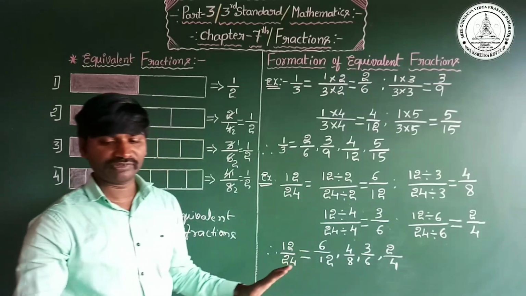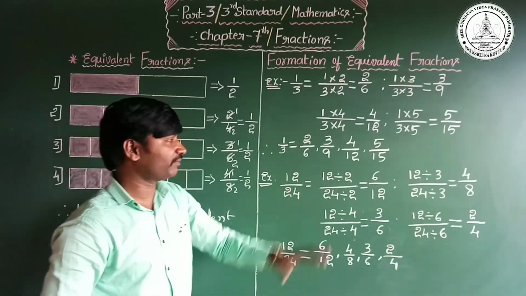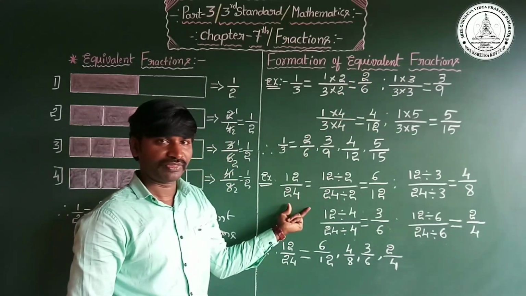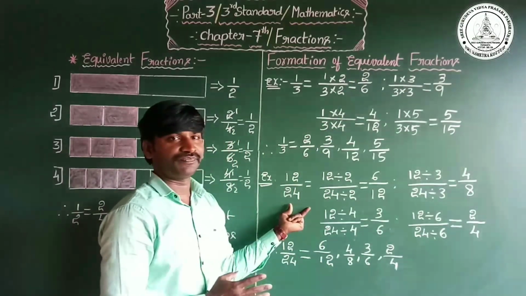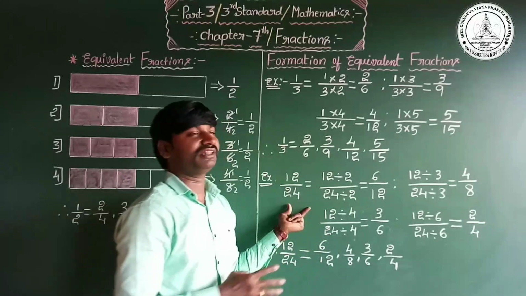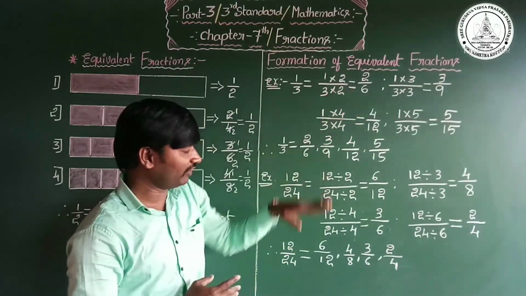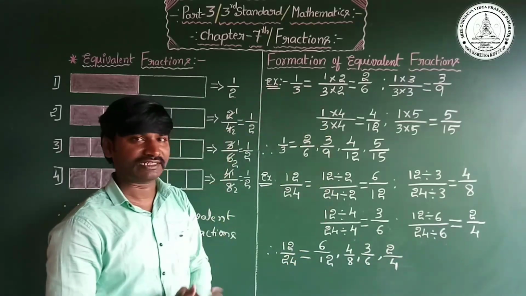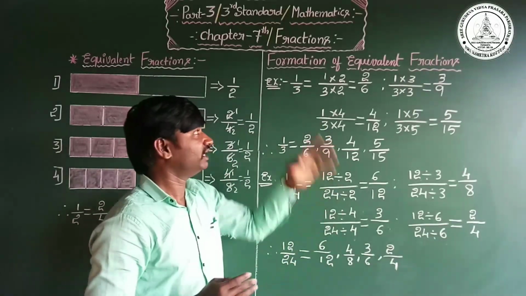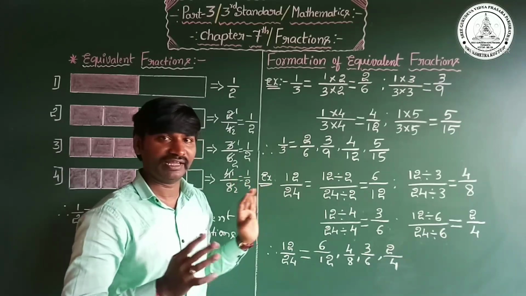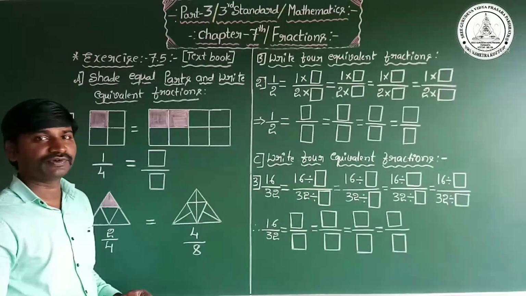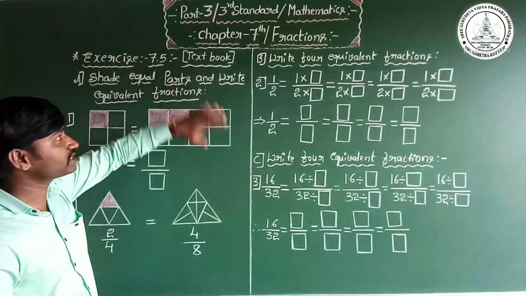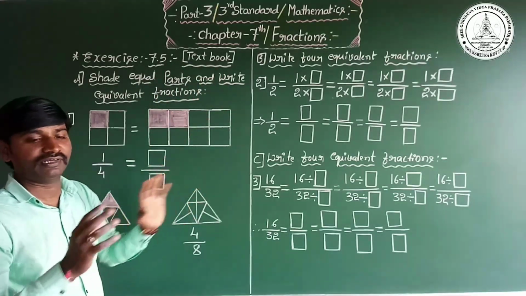This is how you find the equivalent fractions. Use the multiplying method or the division method. You use the method of multiplication or division, and you get equivalent fractions of the given fraction. I hope you understand equivalent fractions. Okay, dear student, go to exercise 7.5. This exercise belongs to your textbook. Fill it in your textbook.